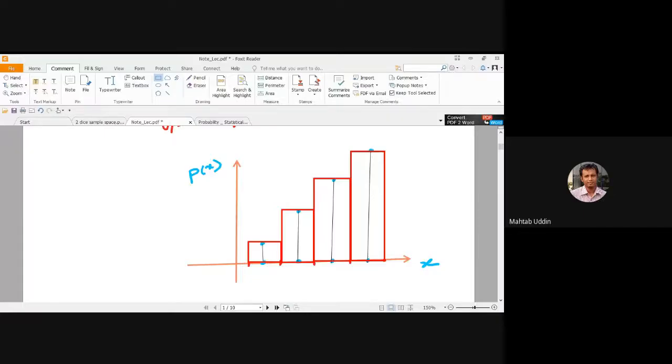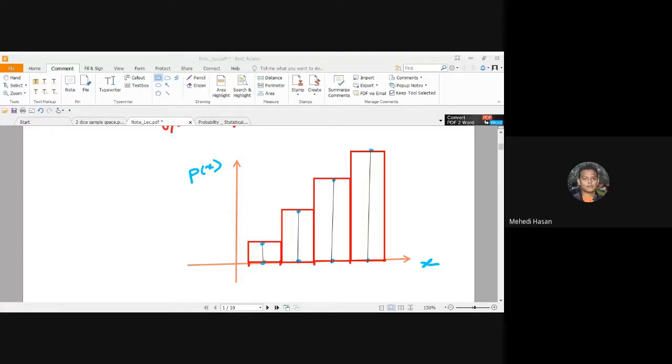Has the connection gone? Hello, I can't hear. Electricity has gone. I have connected through the mobile now. Now can you see?